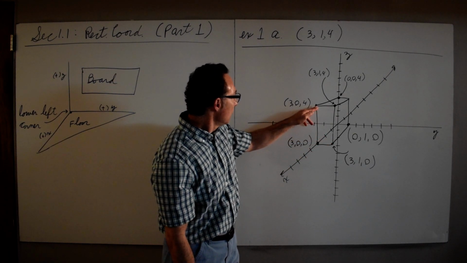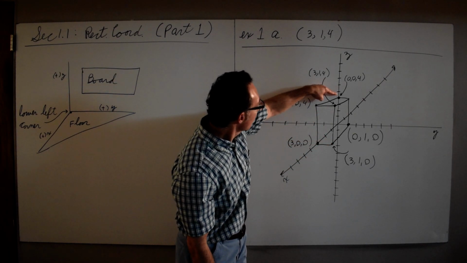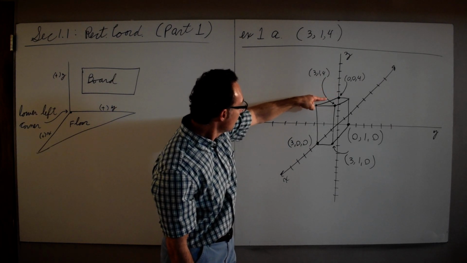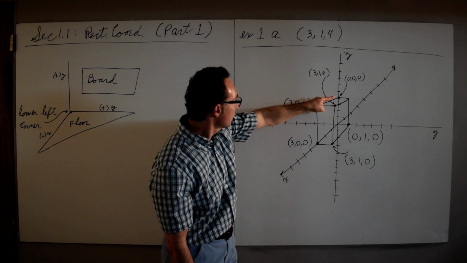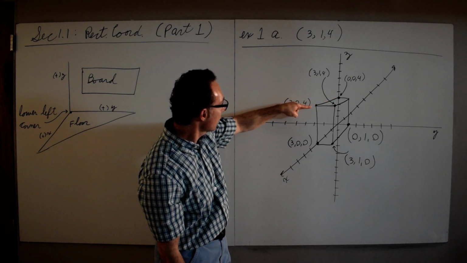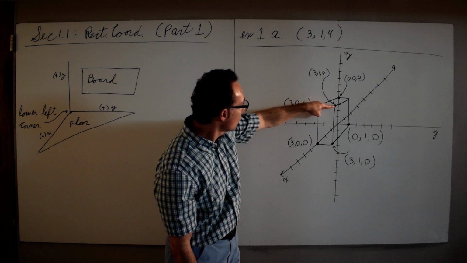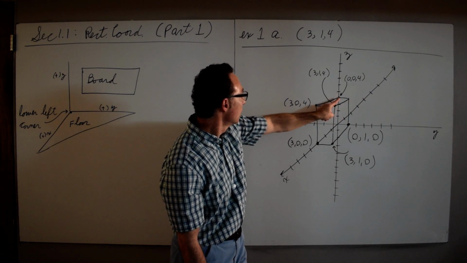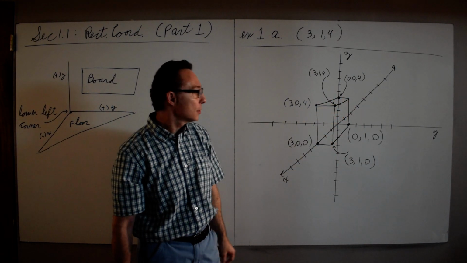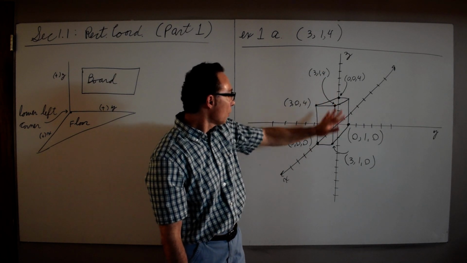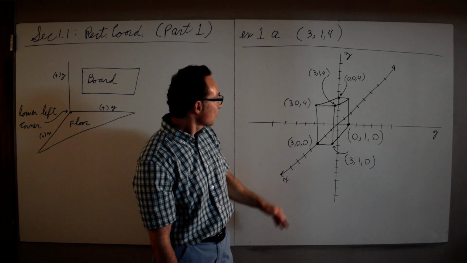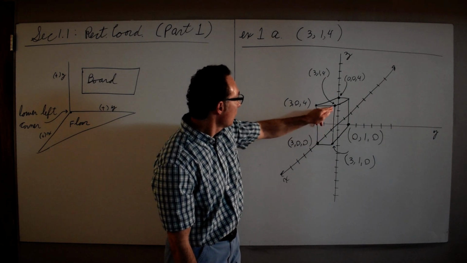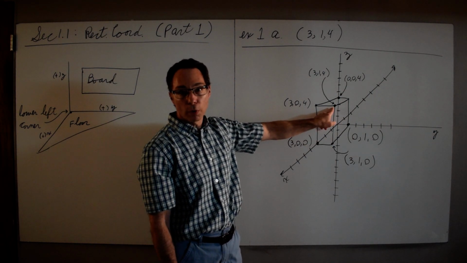The same thing here. We have our point (0, 0, 4). We draw this line parallel to the x-axis. This line is parallel to the y-axis. This line is also parallel to the x-axis, and this should be parallel to the y-axis. And that's how we draw this box. Now we have the point (3, 1, 0), we come up here, and this is the point (3, 1, 4) that we're looking for.